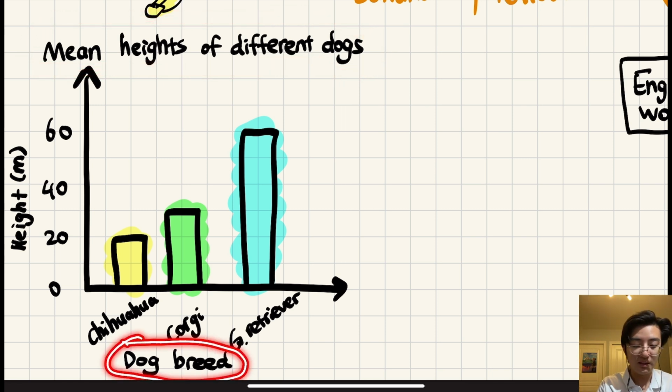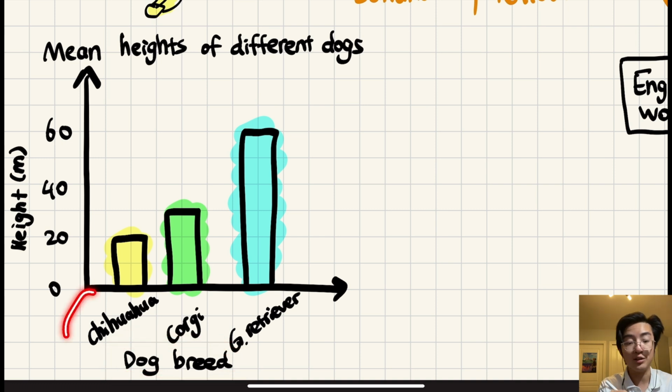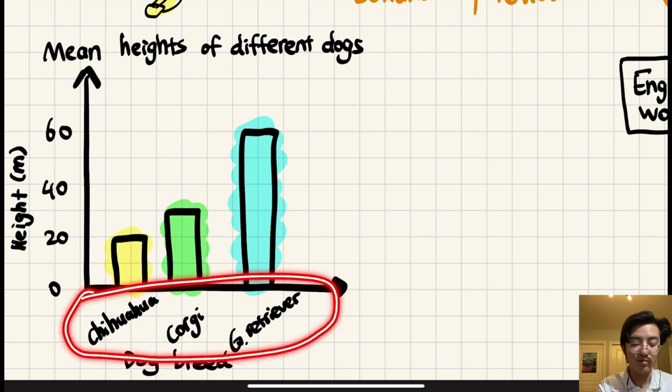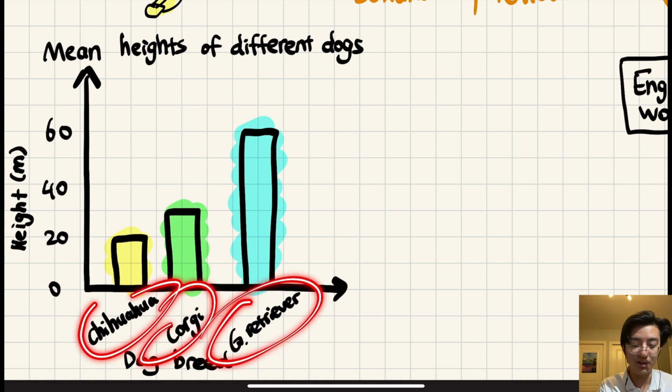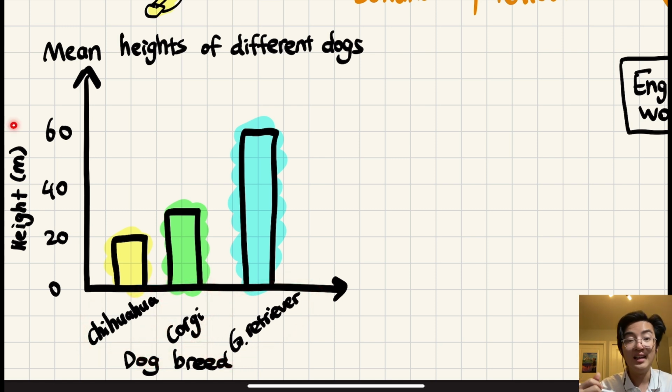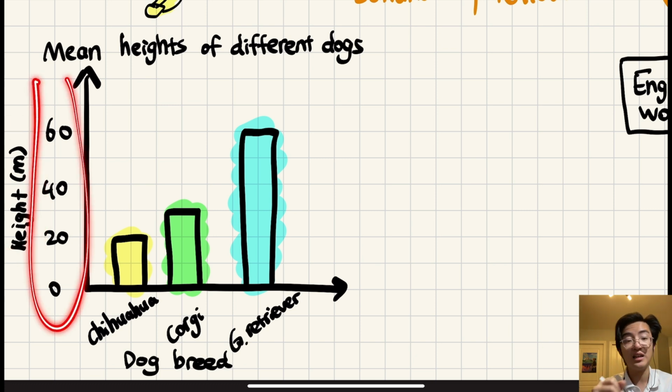Next, we have the labels. This right here, this says dog breed. So which means that all those values at the bottom of the graph tell us different dog breeds. So we got Chihuahuas, got Corgis, and Golden Retrievers. And on the left here now, this label is telling us the height in meters, which means that those numbers right here mean height in meters.